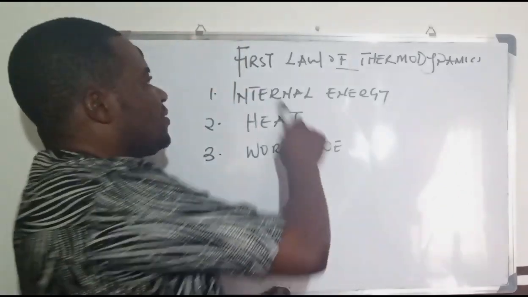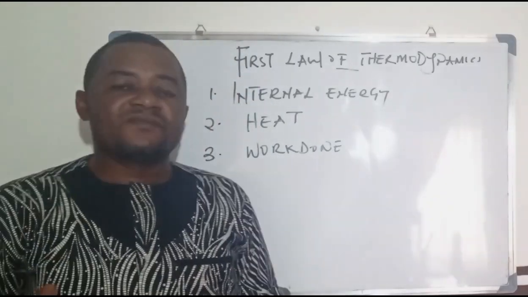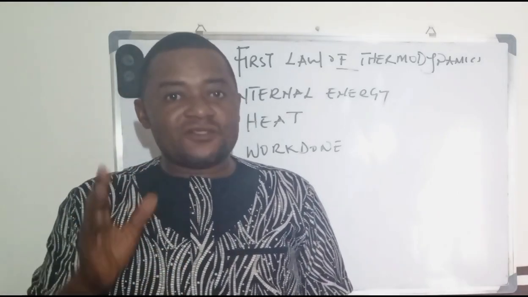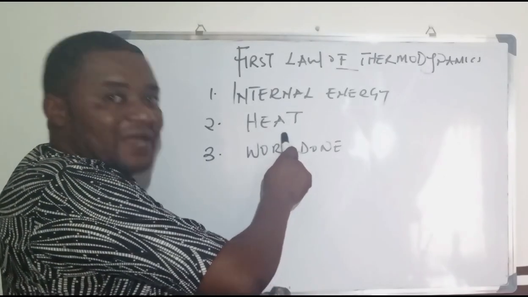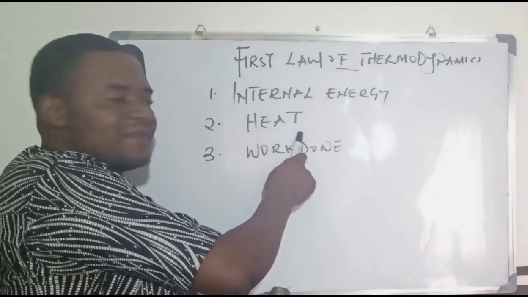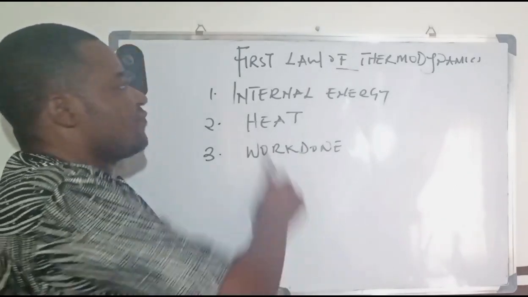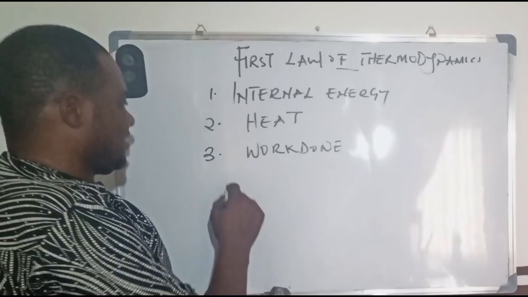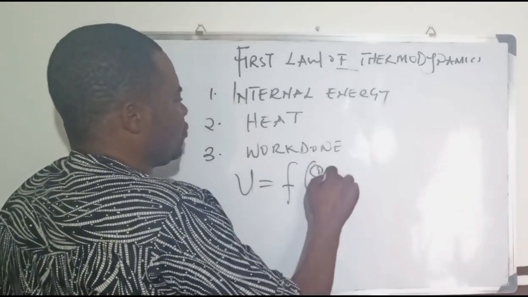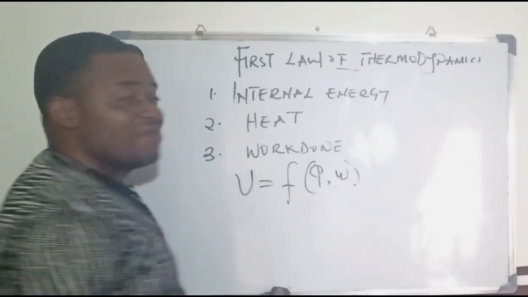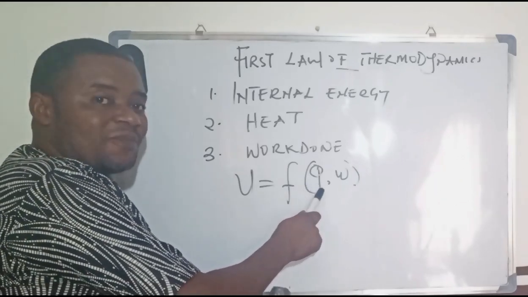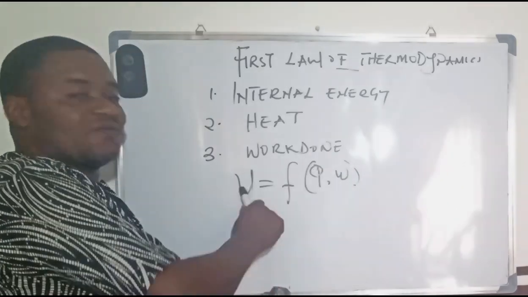So when we look at the first law of thermodynamics, we could simply say that the internal energy of a system depends on heat supplied and work done. That means heat supplied to a system and work done are the function of internal energy. So one can simply say internal energy is equal to a function of what? Of Q and W. That's what it means. It means that the heat supplied and the work done are the function of internal energy.